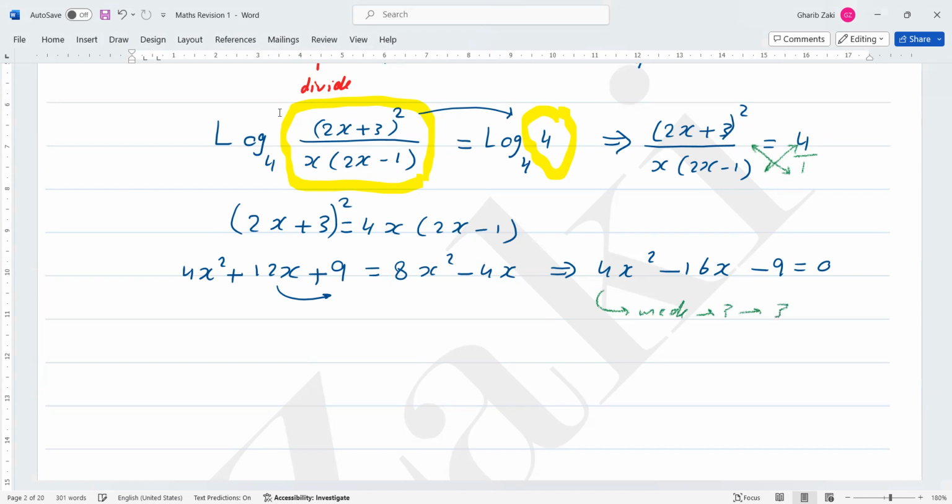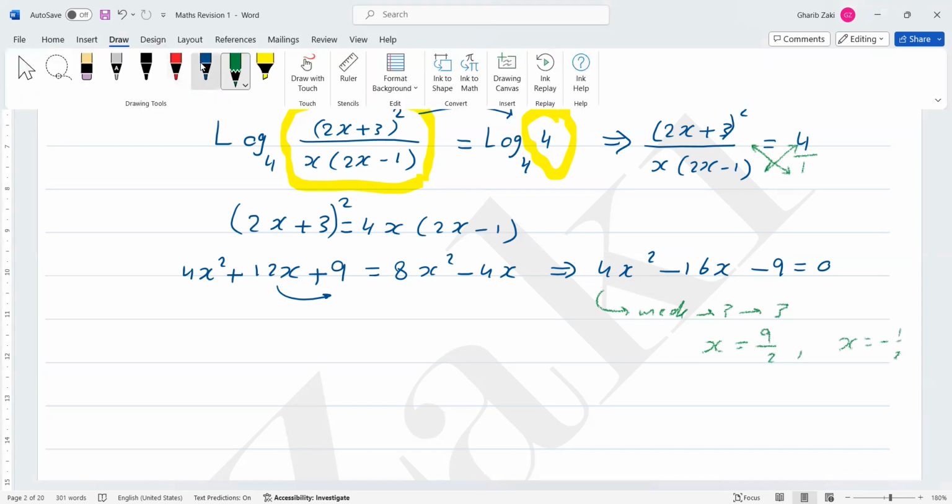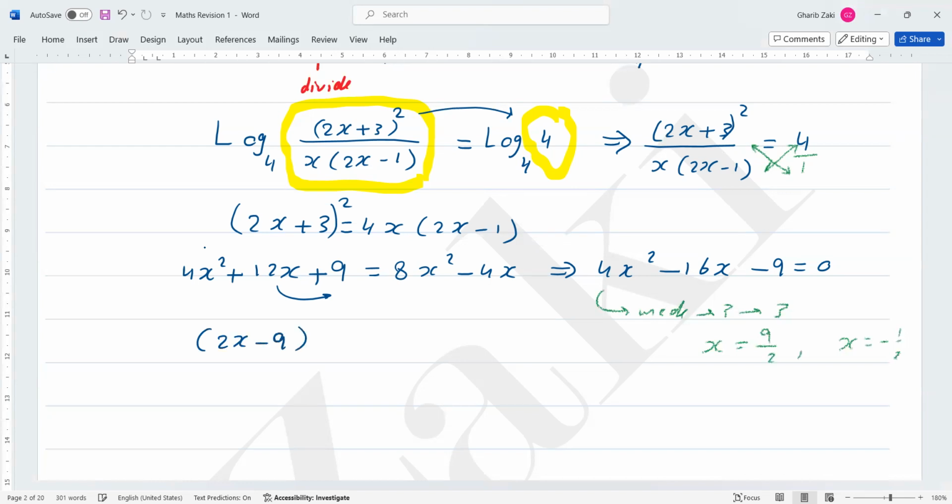How can we solve this by using the calculator? Of course, we go to mode 3, 3. Follow me, please. I will advise you how you can use the calculator to solve this. Then x equals 9 over 2, or x equals negative half. We write this as brackets to factorize. So in factorizing, it becomes (2x minus 9)(2x plus 1) equals 0. So x equals 9 over 2, or x equals negative half.